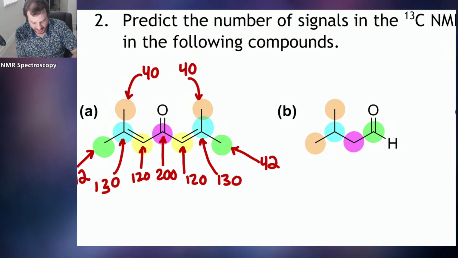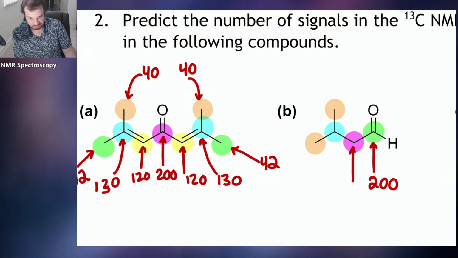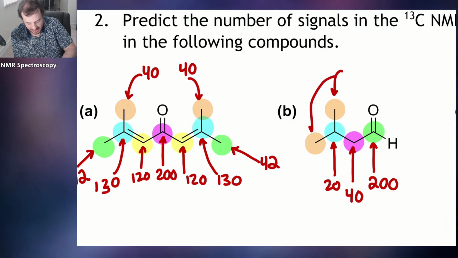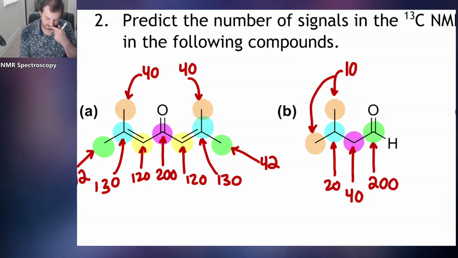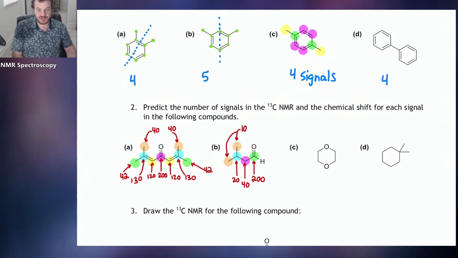Now let's go ahead and assign some chemical shifts. We have the aldehyde carbon. That's going to be around 200. We saw that already. This one is near a double bond, so why don't we call that 40? And then the rest of these are all alkanes, nothing special about them, so we can just call this one 20. And why don't we call both of these guys 10? All right, I'll let you figure out C and D on your own.